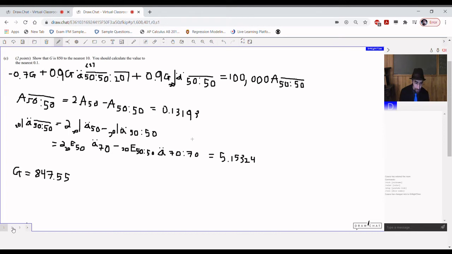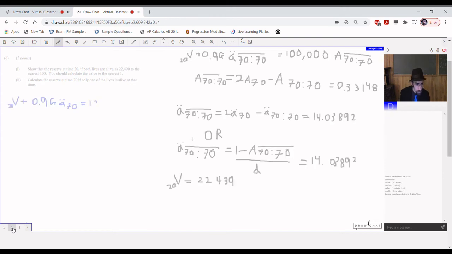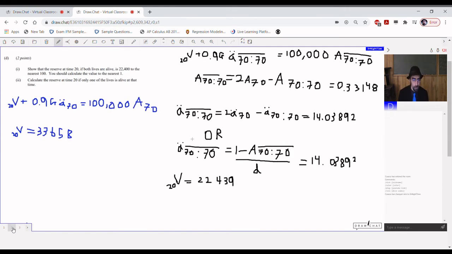All right, that's half the points on the problem. And I feel like the points after this are actually easier to get, or at least less algebra. So, show that the reserve at time 20, if both lives are alive, is 22,400 to the nearest 100. You should calculate the value to the nearest 1.